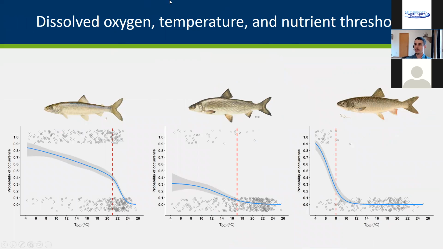But anyway, that leads into what I'm going to talk about, which is how we planned it. What I'm going to focus on is developing water quality standards to protect these fish, and specifically developing dissolved oxygen, temperature, and nutrient thresholds for these three fish species: Cisco, lake whitefish, and lake trout.